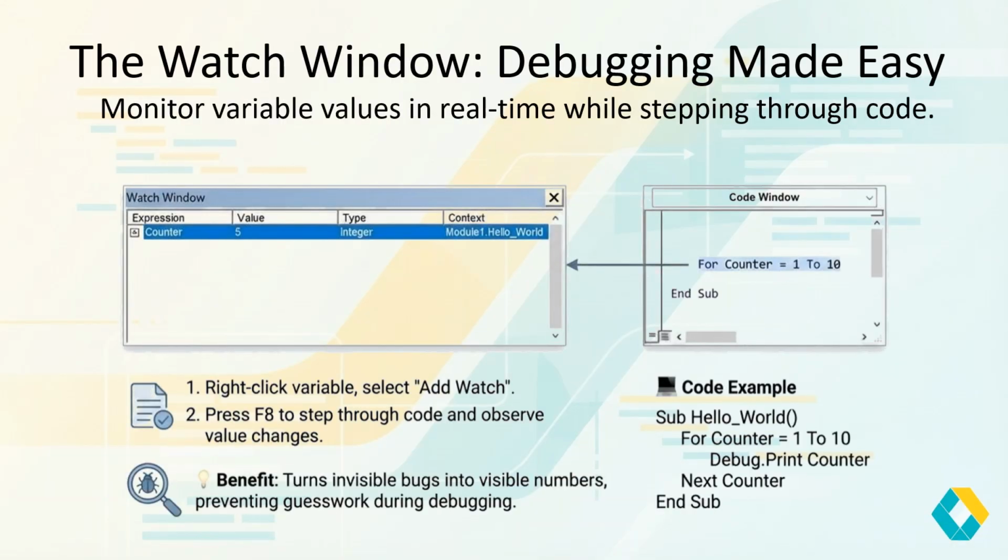Watch window. Used to monitor variable values in real time while debugging VBA code. Key use: add a variable to watch and step through code using F8. Why important? See value changes instantly, making bugs easy to detect and fix without guesswork.